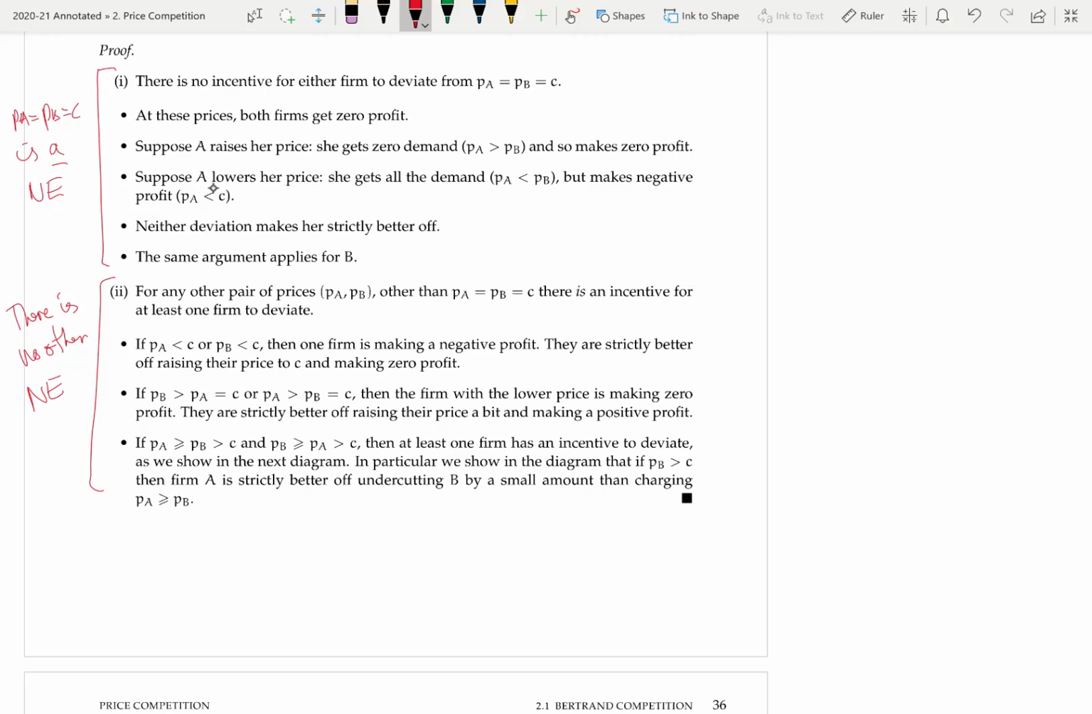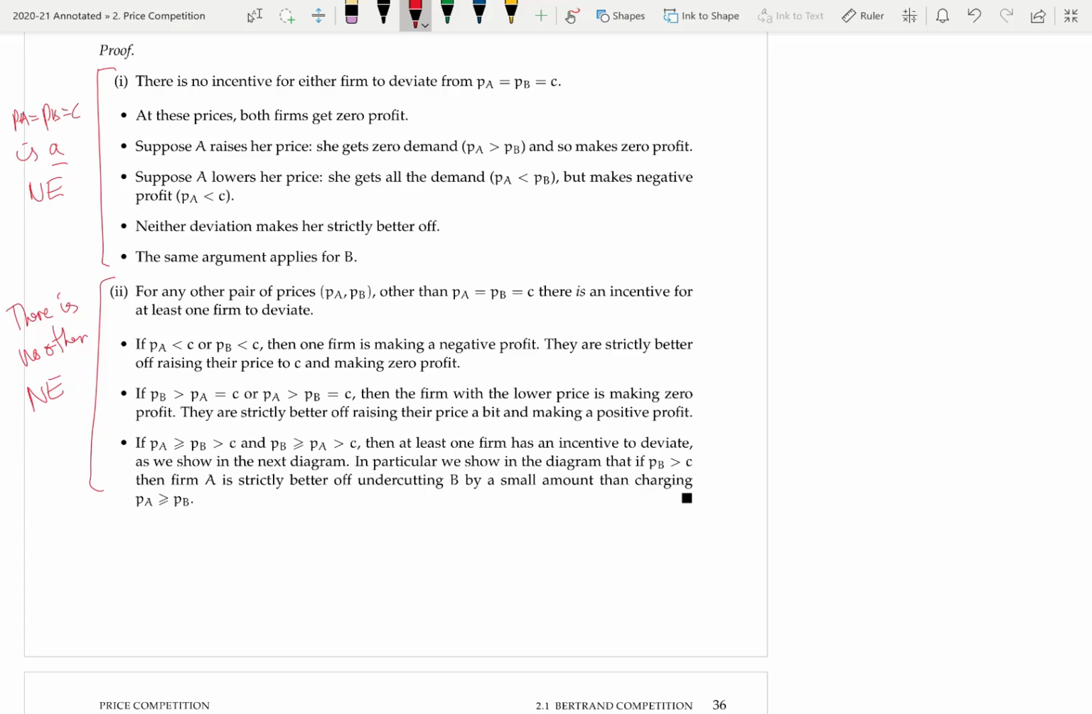What if firm A lowers her price? Then she's going to get all the demand because now they're the lower priced firm. But they're going to make a negative profit because now their price will be less than marginal cost. So this is strictly less profitable than pricing at marginal cost. So neither of these deviations makes firm A better off, and so they have no strictly profitable unilateral deviation. The same argument applies for firm B, so neither firm has an incentive to deviate, and therefore this is a Nash equilibrium.